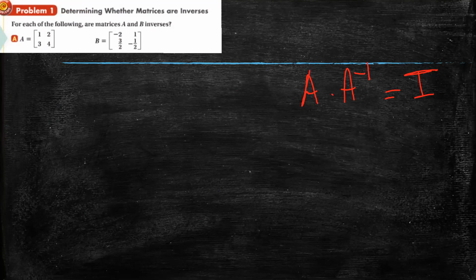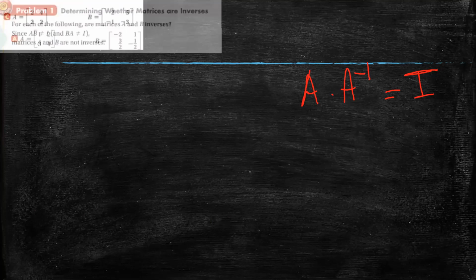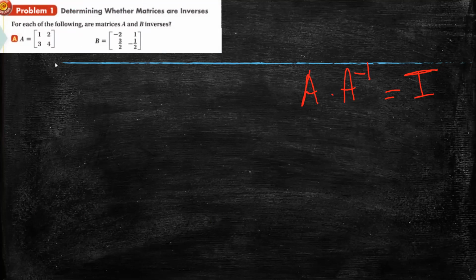So how can I know if they are inverses? I will multiply A times B. Then I will multiply B times A. If we find that B is an inverse matrix of A and A is an inverse matrix of B, I will say that matrices A and B are inverses. So let's multiply them here. Here you have matrix A.